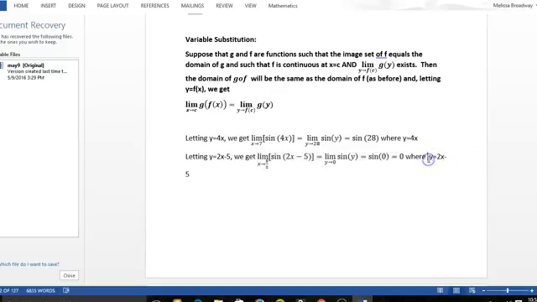And, oops, I don't want it to skip that space. Excuse me. Well, it's not going to cooperate. So y equals 2x minus 5. Oh well, I'll have to.